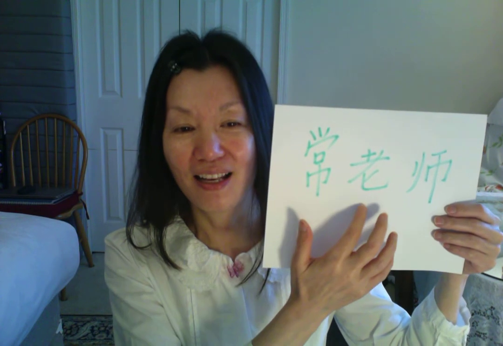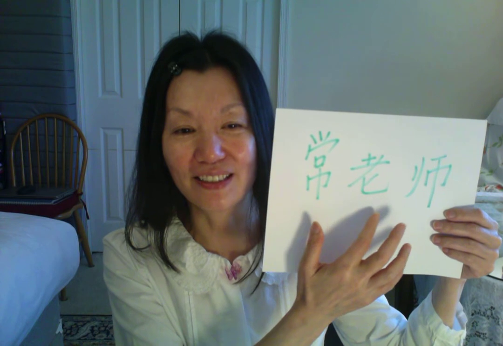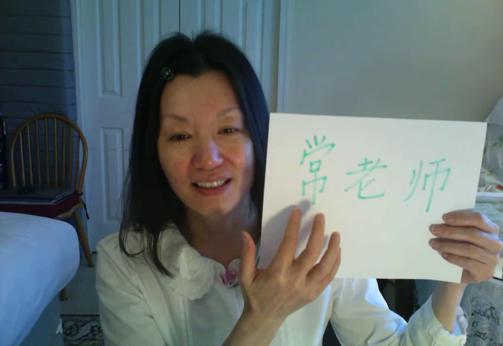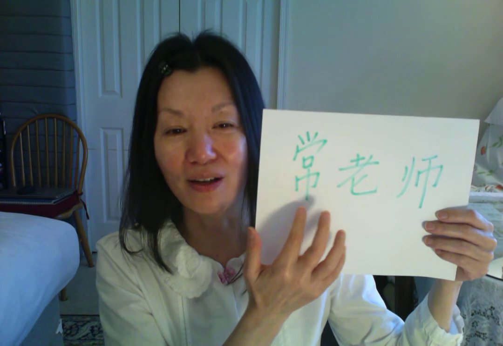Oh, teacher, what is one? 长. Teacher 长. 长 is somebody's last name, the Chinese last name. 老师 is teacher. You say teacher 长. Chinese, let's say last name 常. 常老师, teacher 常. Okay, check the thing here. 常老师, teacher 常.